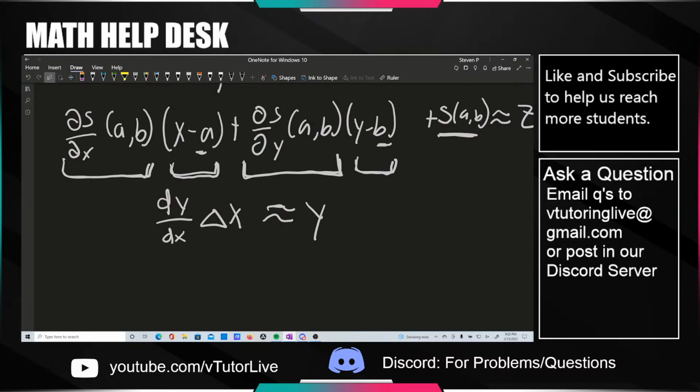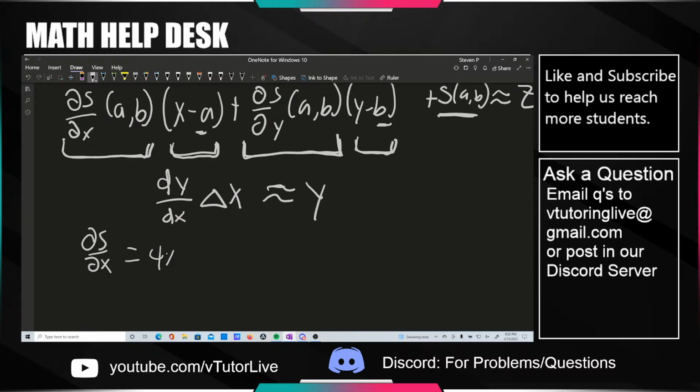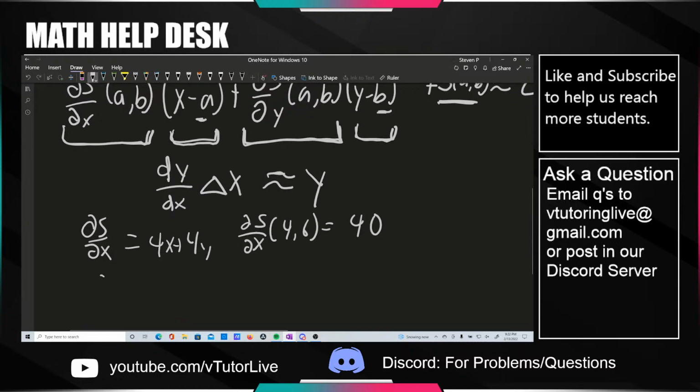So at this point, the problem is just totally computational. So ds over dx, I think, is just equal to 4x plus 4y. So ds dx at, in particular, 4 comma 6 is going to be equal to, I think it just comes out to be like 40, if I'm not mistaken. Then ds dy is equal to, I think it's just 4x. So ds dy at 4 comma 6 is just going to be equal to 16, I believe.